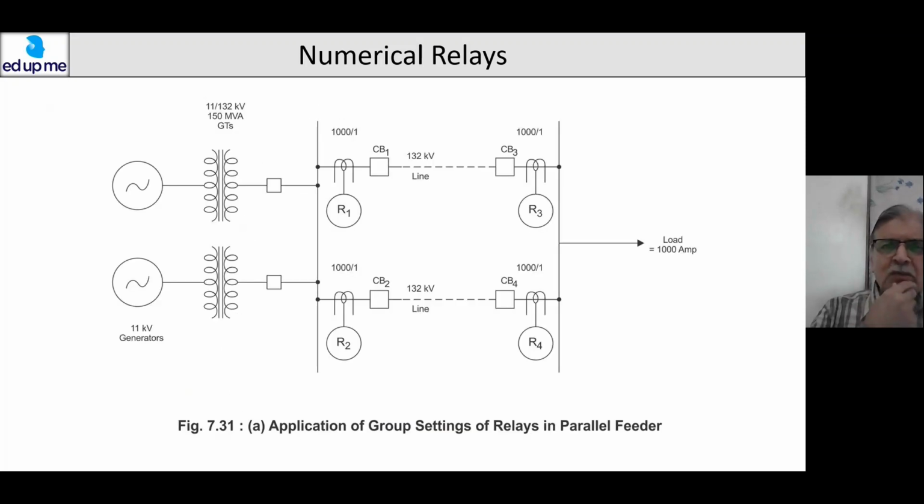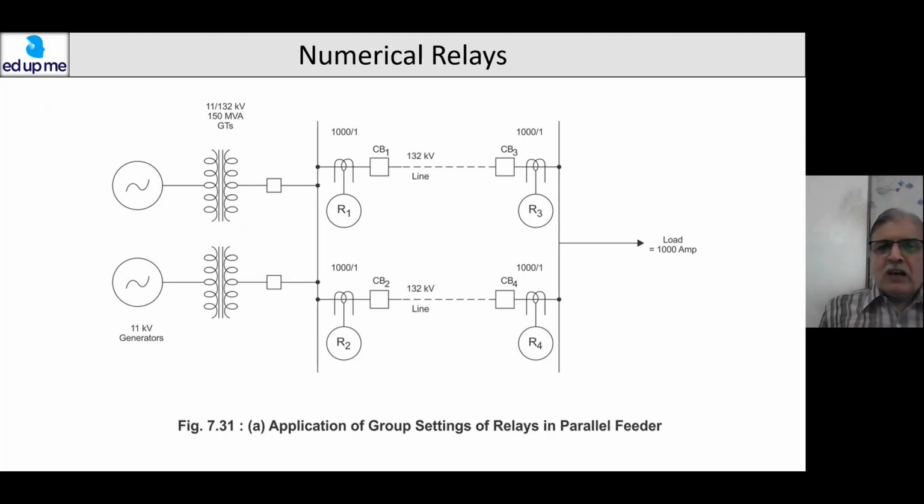Another example which can be given is something like this: you have 4 relays, R1, R2, R3, R4 and a parallel feeder, which is very common, right? Most transmission lines are parallel feeders because you can transmit double the power. If one line transmits 100 megawatt, 2 will transmit 200 megawatt from one place to the other.